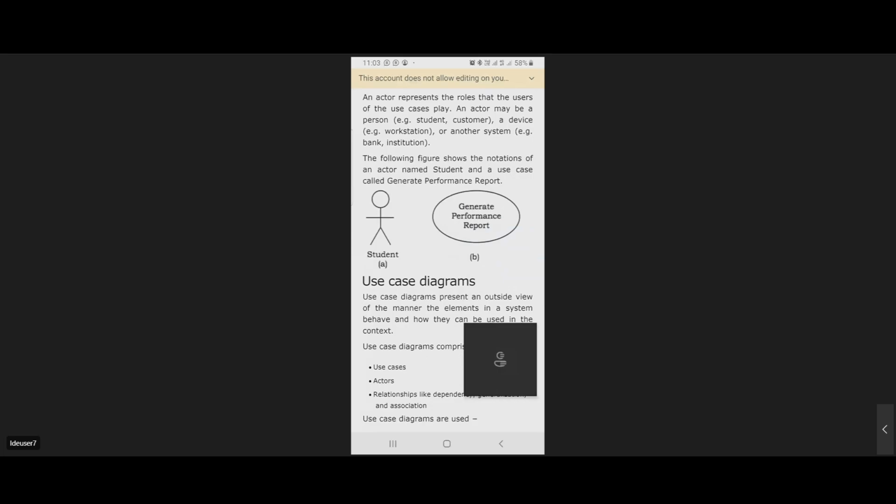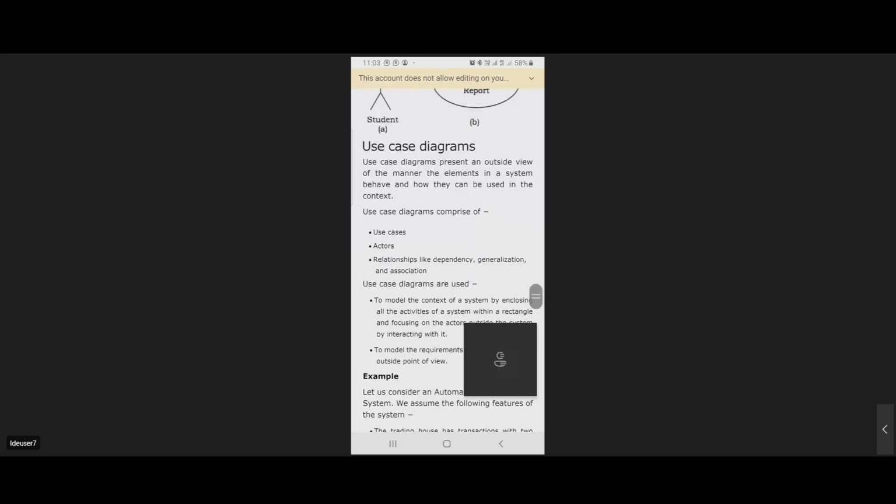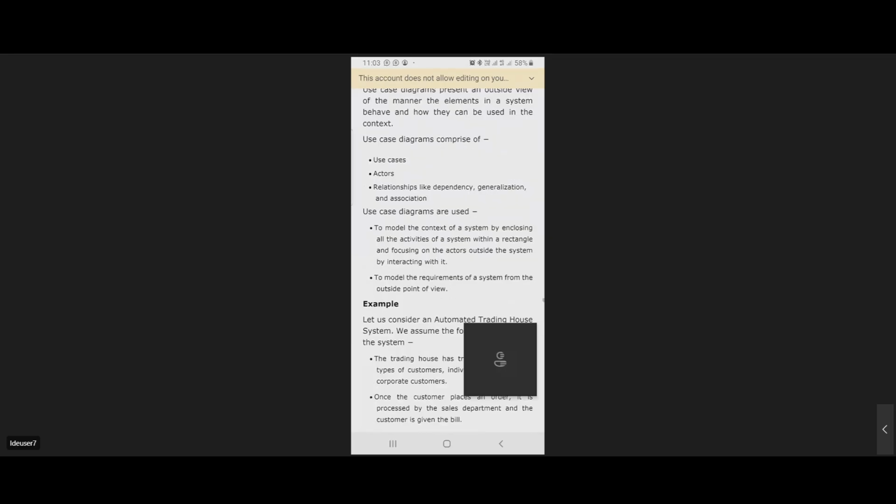This is the diagram view of an actor. The name of the actor is student, and the use case is generate performance report. That's it. We are going to generate a performance result for the student. So the use case diagram comprises use cases, actors, and relationships like dependency, generalization, and association.